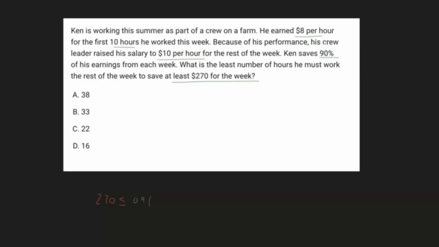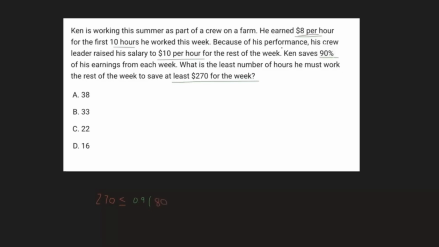So the first thing we want to account for is his initial 10 hours that he worked. He worked that initial 10 hours at a rate of $8 per hour, right? And therefore, since he worked 10 hours at $8 per hour, he made $80. So we just write a flat $80 right there.